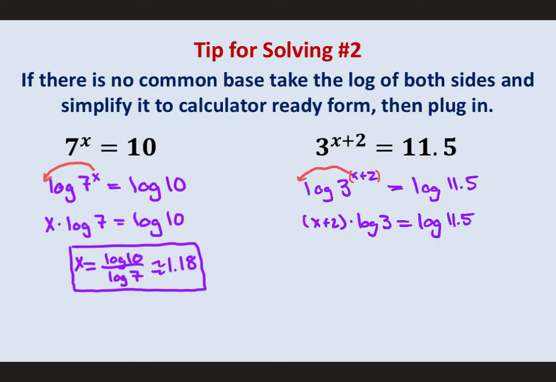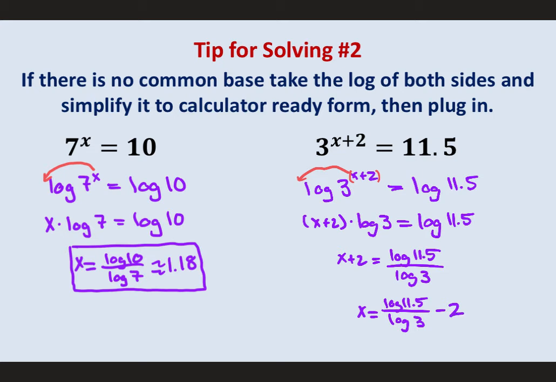We can then divide the log of 3 over. We get x plus 2 equals the log of 11.5 divided by the log of 3. And then last, we've got to get that x by itself, so we're going to subtract the 2 over. So we get x equals exactly log of 11.5 over log of 3 minus 2.